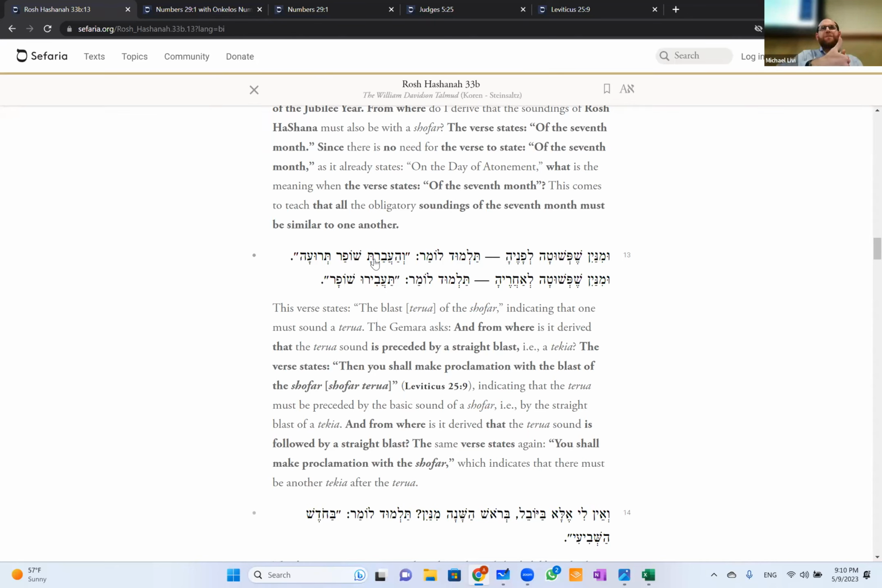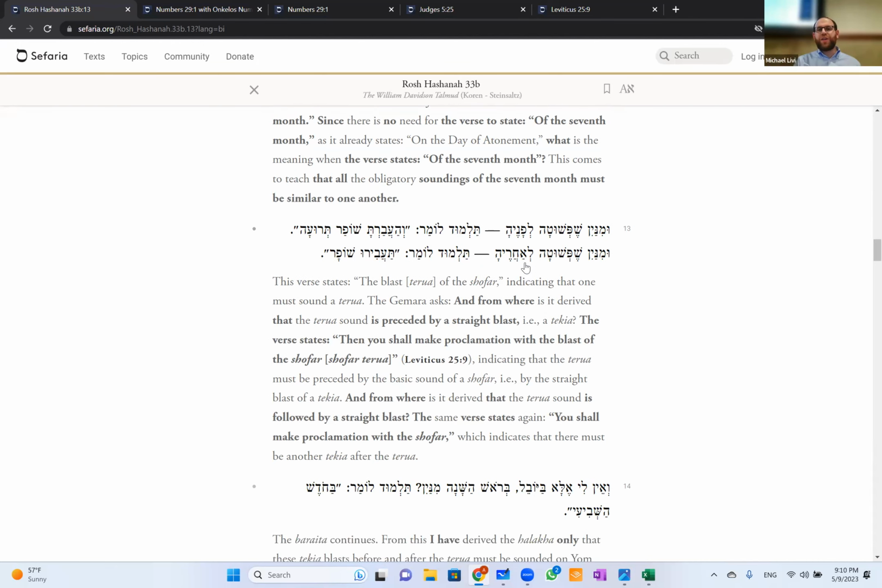So it sounds like there's something you have to do even before the teruah. Because otherwise, it could have just said, v'tariu b'shofar. But it says, v'ha'avarta, there's an extra word there. That extra word tells you that something has to come before the teruah. Who says that you should have a tekiah afterwards? Talmud Omar, ta'aviru shofar, because it says the word ta'aviru afterwards.